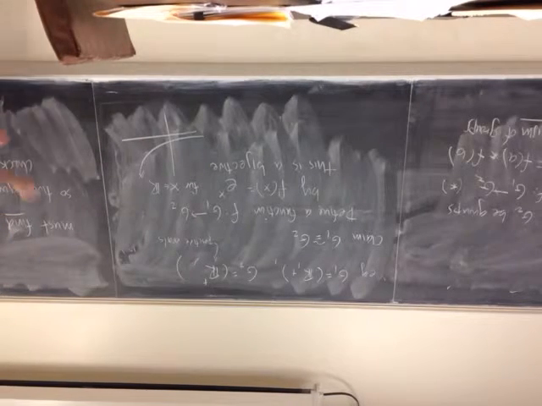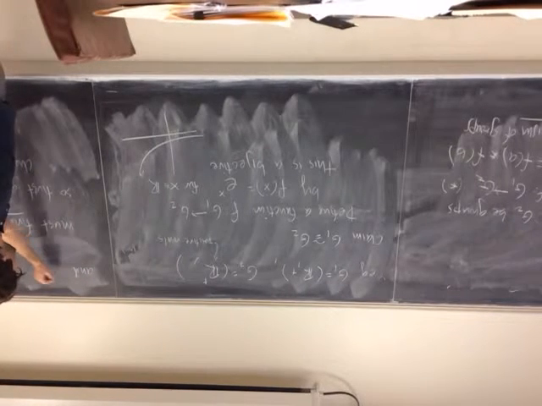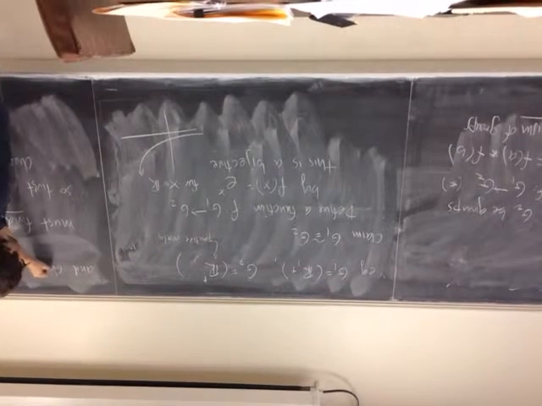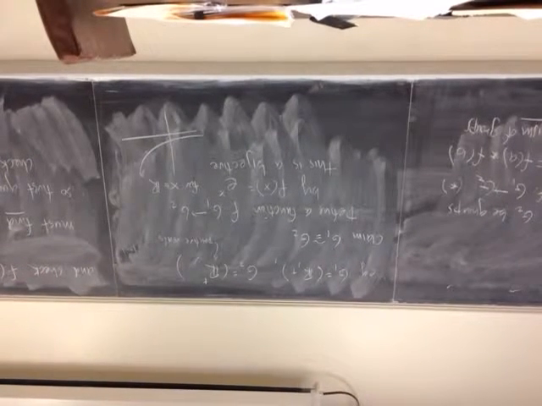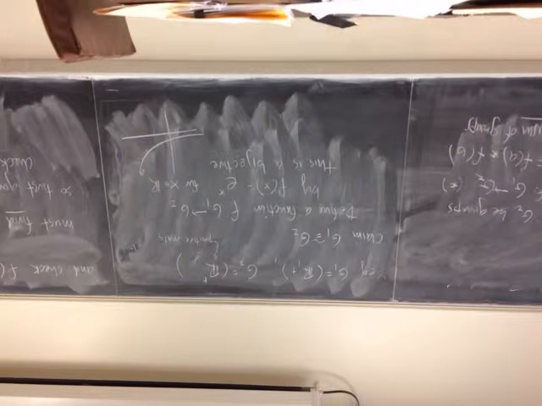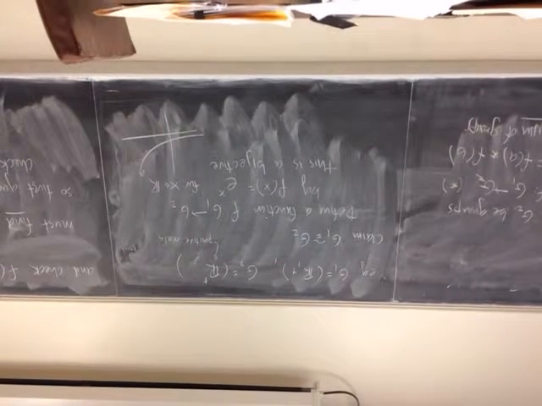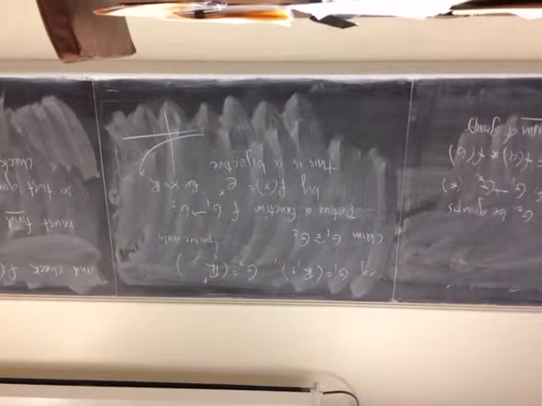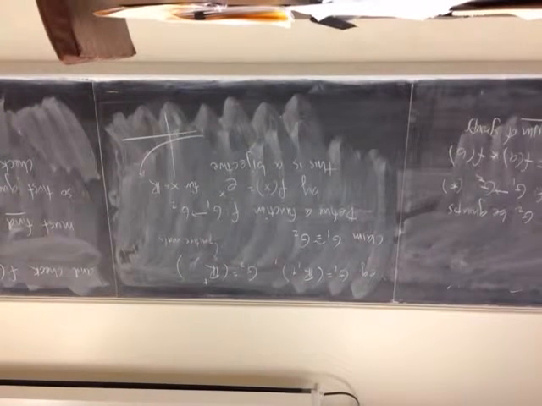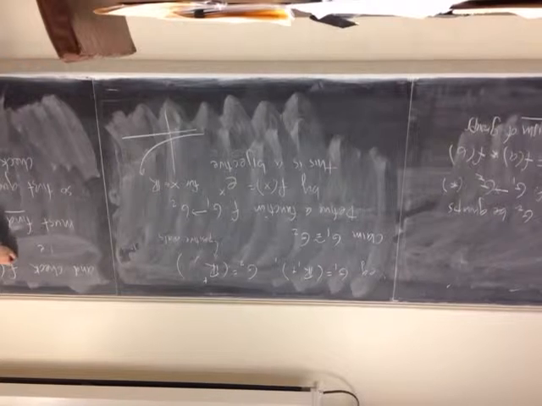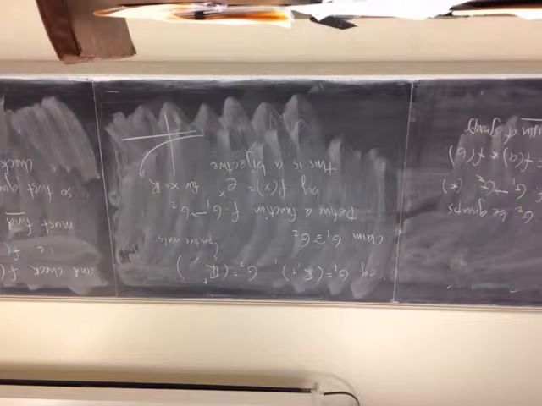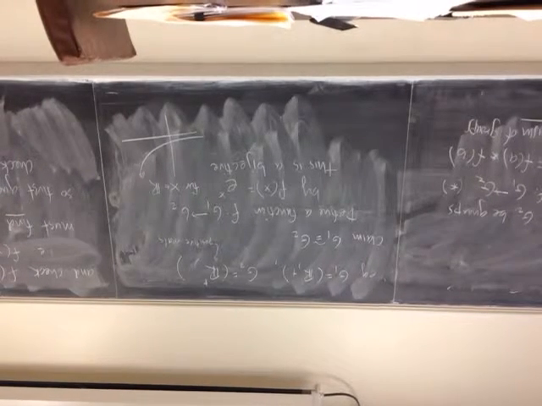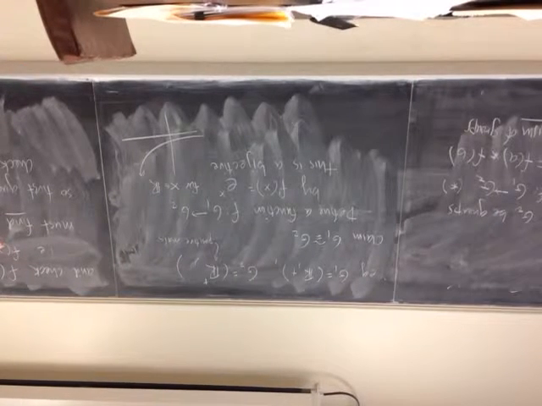Okay, so it's bijective, and we need to check that f of x star y needs to be equal to f of x star f of y. In other words, what's the star on the left-hand side? Plus, right? So is it true that f of x plus y equals f of x times f of y?